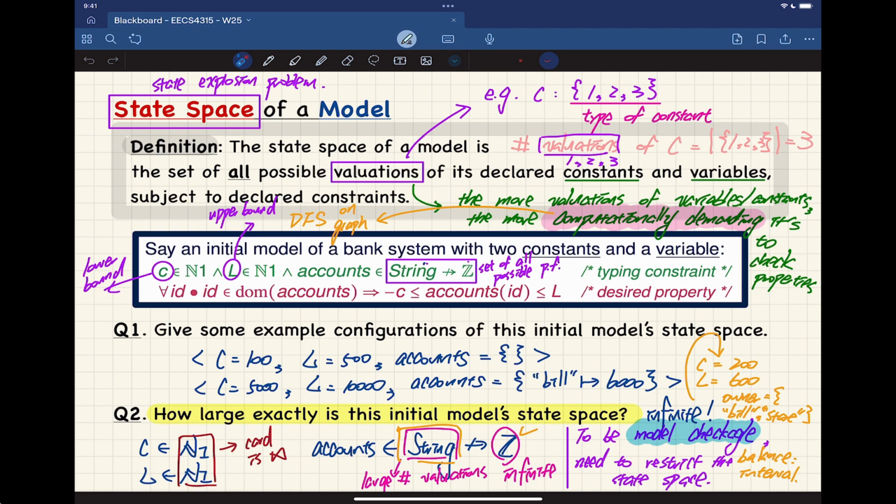That's something we kind of left off from last time. Well, state space, just remember, very important concept. I'm going to keep emphasizing.